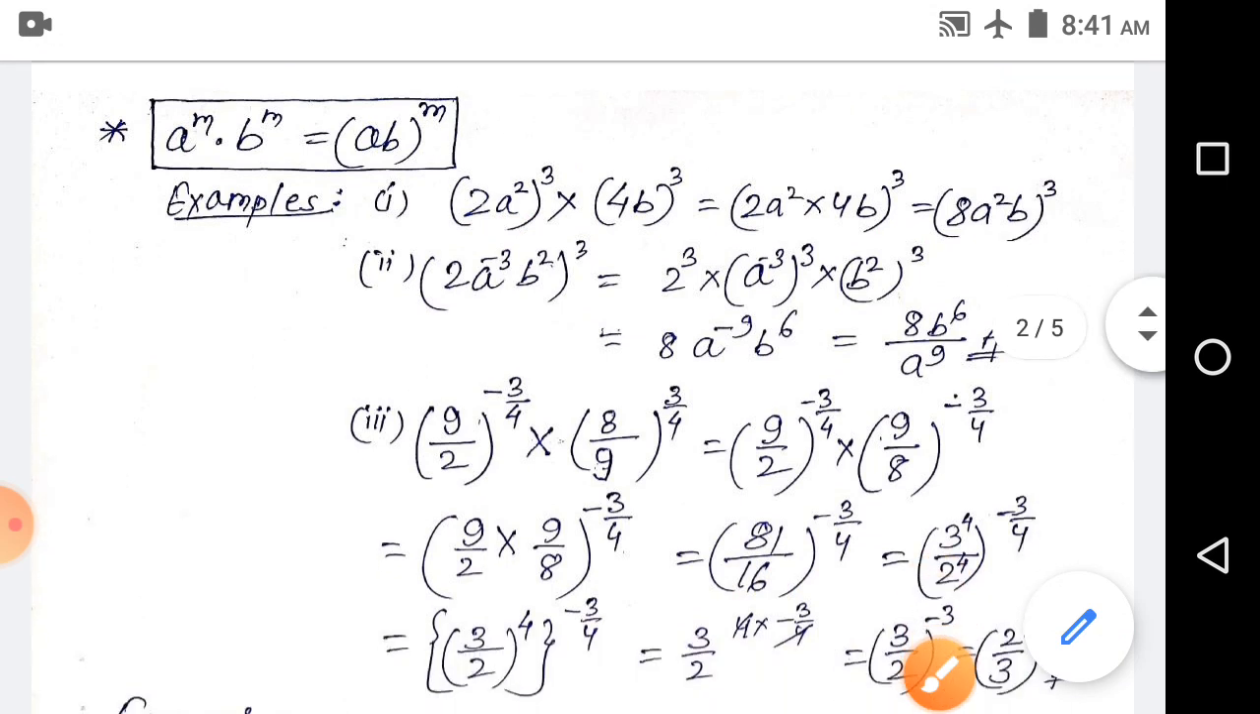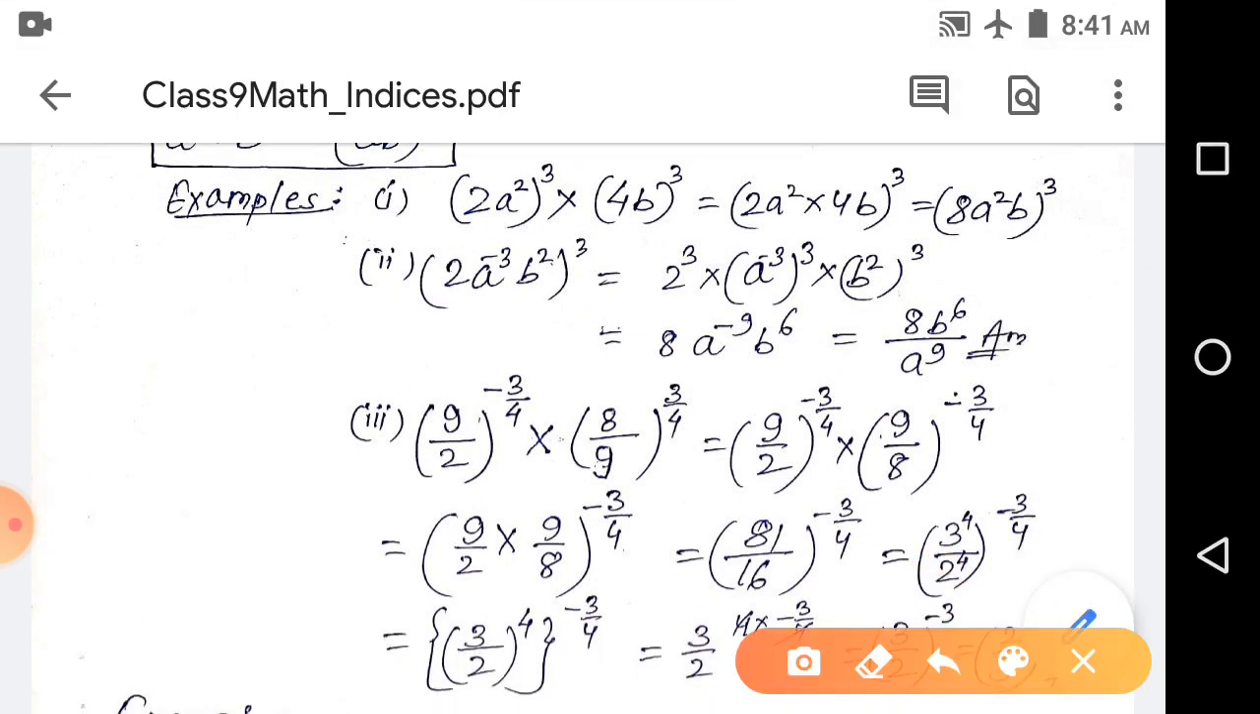This is example 2, and this is one of the questions from your exercise. 2a to the power minus 3 b square, whole to the power minus 3. It can be written, when the exponent is taken with the individual terms, like 2 cube, a to the power minus 3 whole cube, b square whole cube. For each term we solve. For 2 to the power 3 it is 8, for this it is a to the power minus 9, and for this it is 2 into 3, it is 6, b to the power 6.